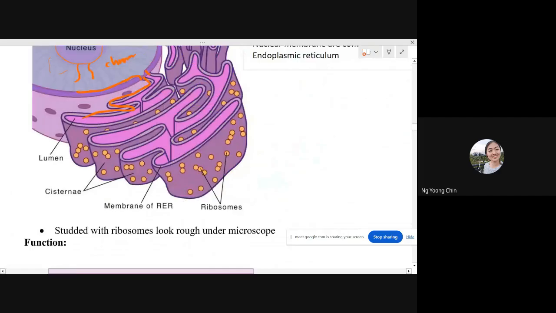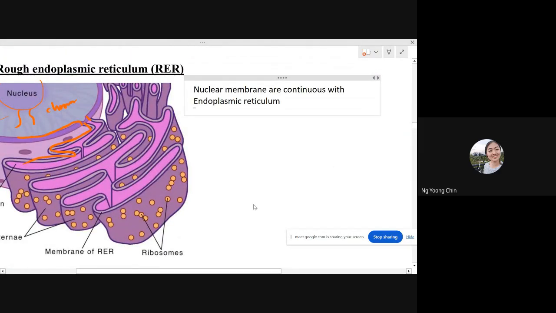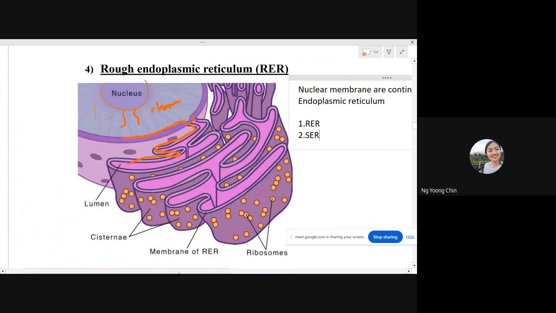So the endoplasmic reticulum is divided into two types. The first one we call the RER, rough endoplasmic reticulum. The second one we call smooth ER, smooth endoplasmic reticulum. The difference between the rough and the smooth endoplasmic reticulum is their appearance and also their functions.